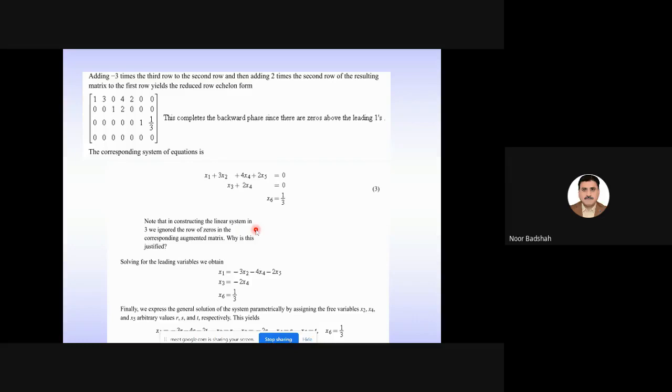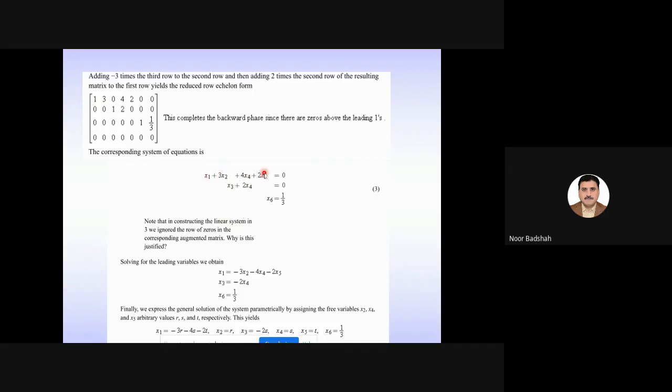So how do we determine them? See, the second equation is what? x3 plus 2x4 is equal to 0. So we can have one free variable from here. You can take either one, x3 or x4, right? So in this case, we take x4 is equal to r. So x3 will be minus 2r.